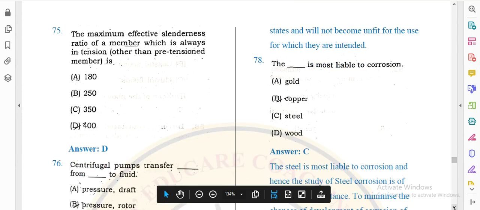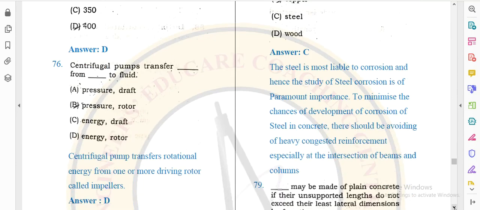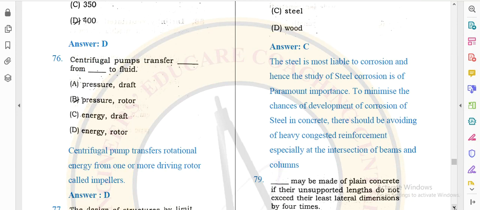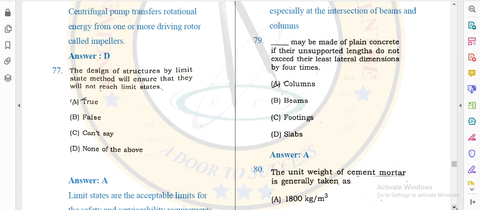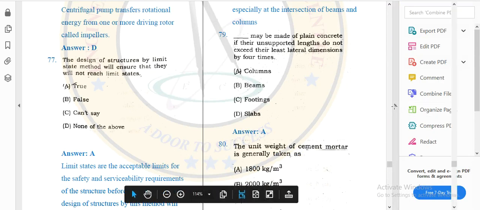Question number 75, the maximum effective slenderness ratio of a member which is always in tension is 400. Option D is the correct answer. Question number 76, a centrifugal pump transfers option D, that is energy from rotor to the fluid. Question number 77, the design of a structure by the limit state method will ensure that it will not reach the limit state. So option A is the correct answer.